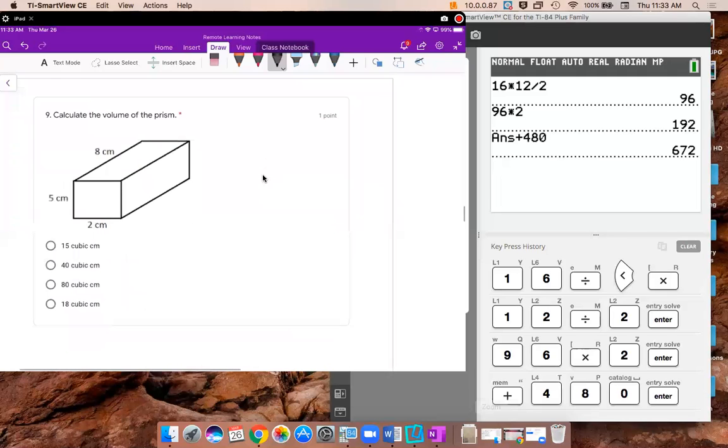Okay, this one's super easy. Finding the volume of a rectangular prism, you just find area of the base, which in this case is 5 times 2. Then you multiply it by the height, which is 8. Multiply all those together. This gives us 80. And since we're working on volumes, this is centimeters cubed. So the answer should have been 80 centimeters cubed.